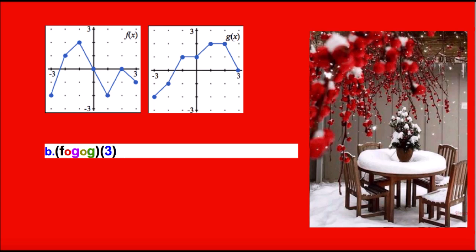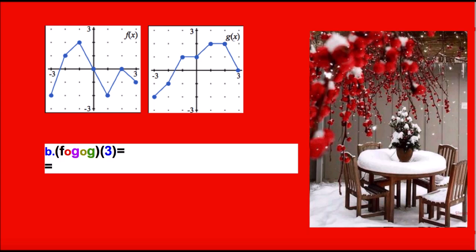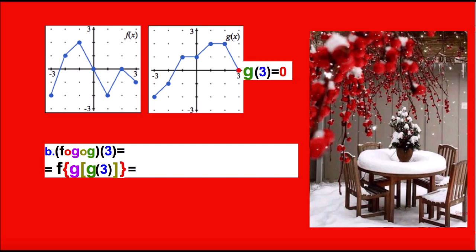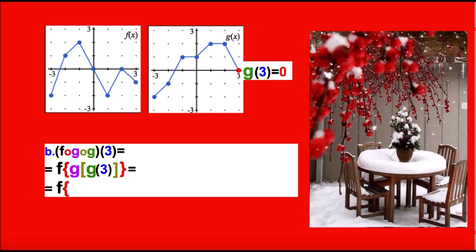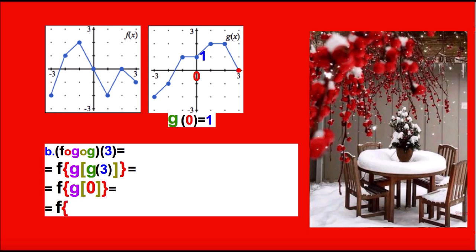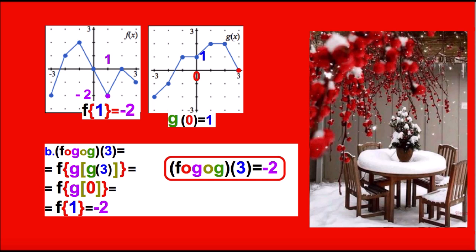B, f composed of g of 3. This is equal to f of g of g of 3. g of 3, according to the graph, is equal to 0. So we can write this as f of g of 0. g of 0 is equal to 1. So in our next step, we can just write this as f of 1. And f of 1 is equal to -2. Thus, f composed of g of 3 is -2.